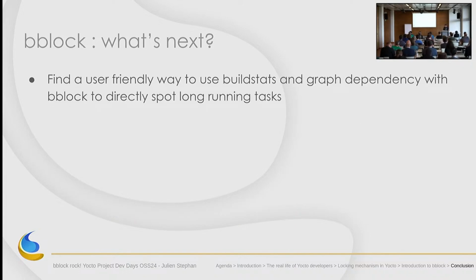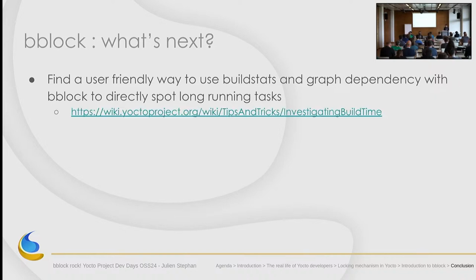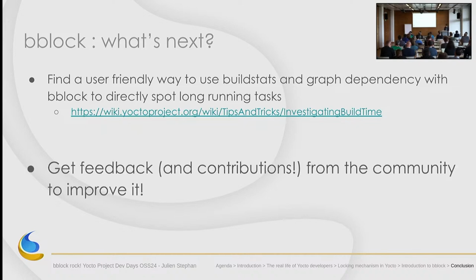I would also like to find a user-friendly way to use buildstats and dependency graphs with bblock to directly spot long-running tasks. There is a wiki page on investigating build time, and this can be a step forward, to know, okay, this task is really long-running, and can I lock it using bblock? That can be useful. And most important, I really want to have feedback and contributions from you and the community to improve the tool and use it.